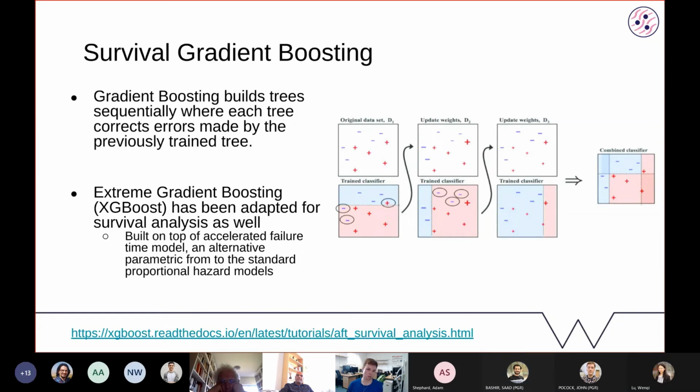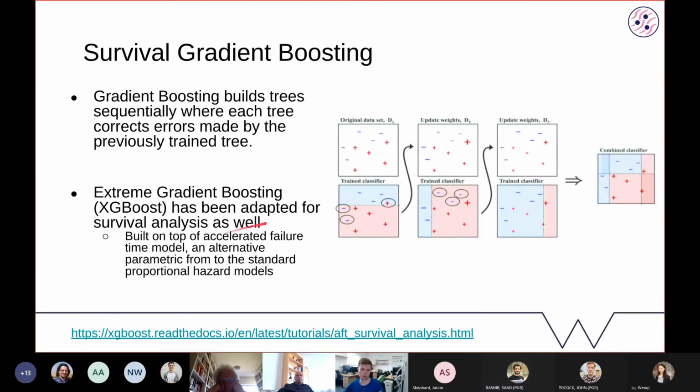And just very quickly as well, another version of using decision trees in an ensemble method is gradient boosting, where instead of building each individual decision tree independently, you build them sequentially, and each one learns from the previous model on what it got wrong and tries to correct those mistakes, rather than learning them all independently. There's a very popular library for that, Extreme Gradient Boosting, or XGBoost, which I'm sure some of you will have used, and they've recently adapted their algorithms for survival analysis as well.